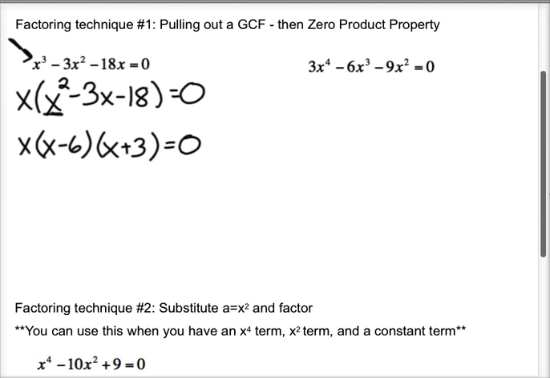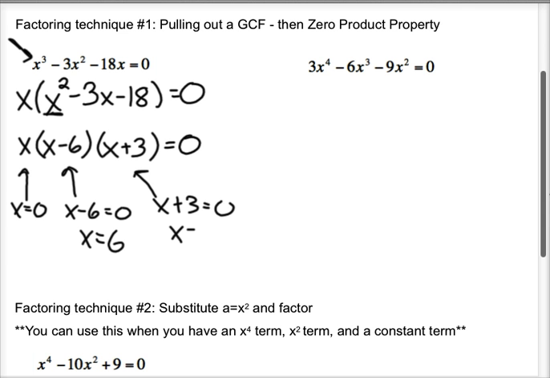Now, once we have this completely factored into those sections, this is where we're going to use the zero product property. So x is 0 is one factor. That's going to produce an x minus 6 equals 0, so x equals 6. That is going to give us an x plus 3 equals 0, so x equals negative 3. And those are going to be our three solutions. All right. So again, something we've already done, just refreshing us to make sure we remember how to do this.